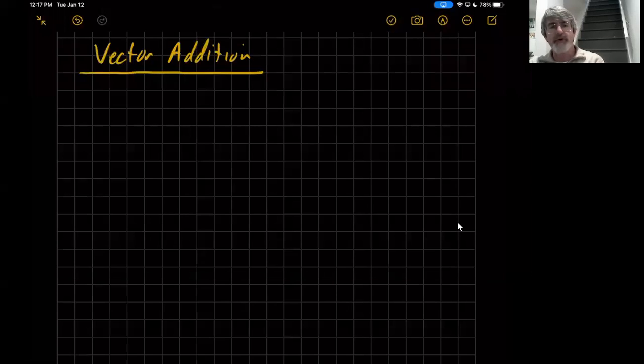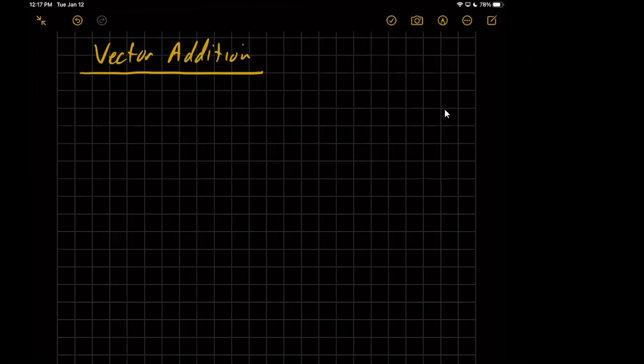Hello. So I want to just go over reviewing vector addition with you, in the various forms, when we have it in component form, unit vector form, and magnitude and direction form. So minimize my picture here and begin with that. Okay, so vector addition.